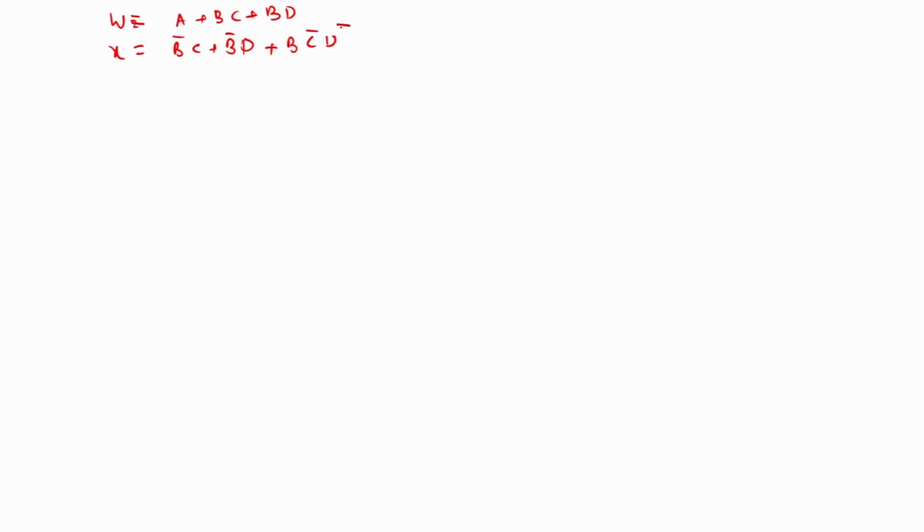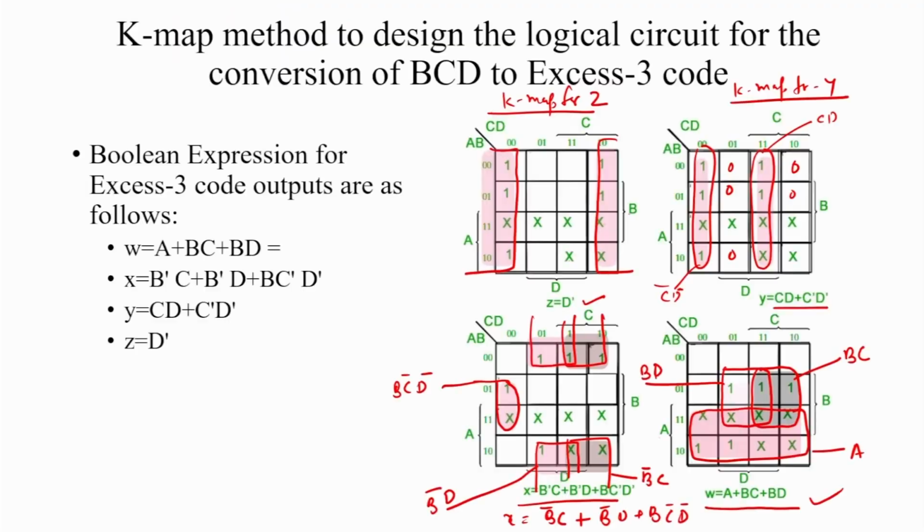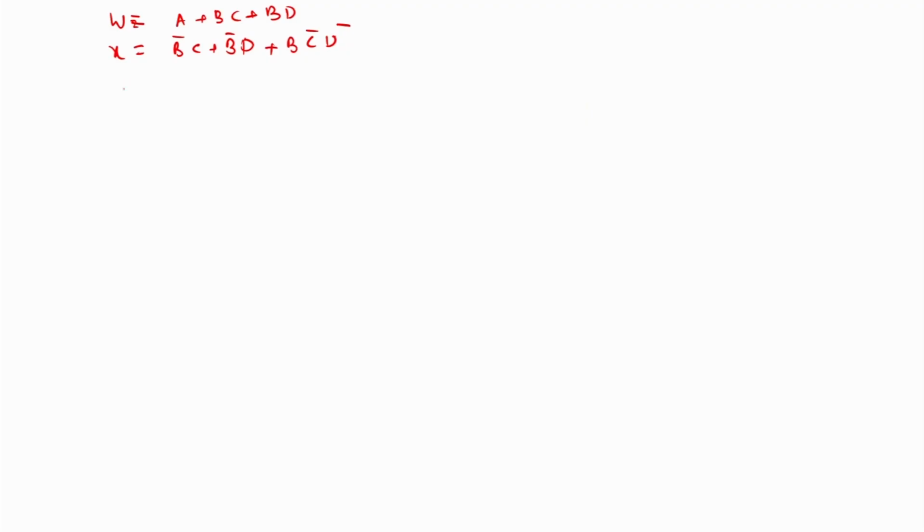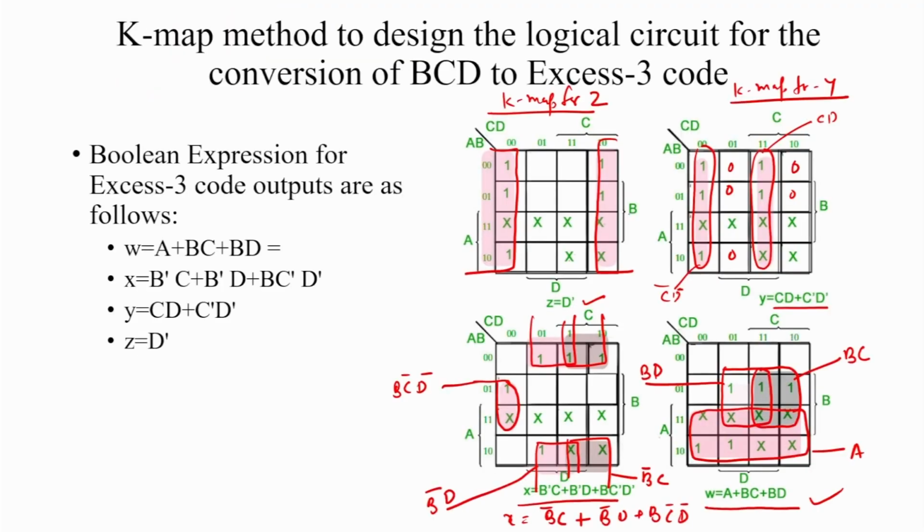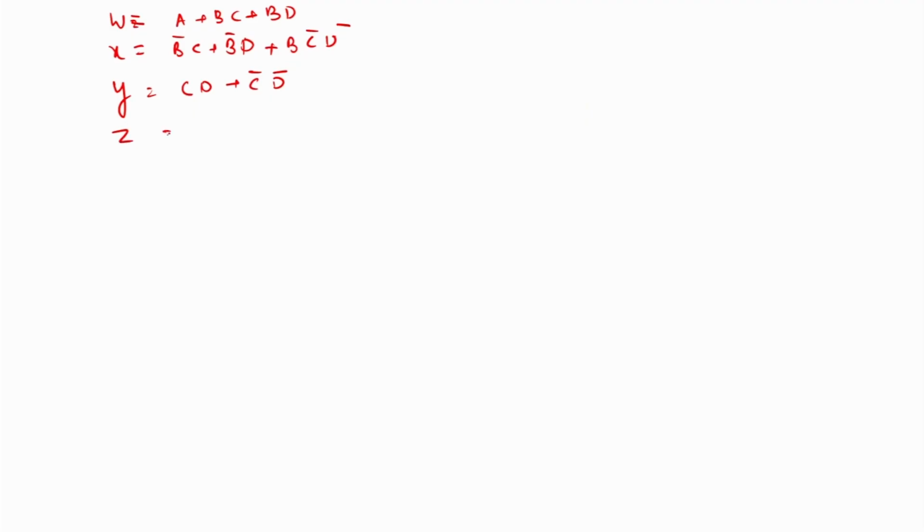Similarly, Y is written as CD plus C complement D complement, and Z is written as D complement. Z is written as what? That is D complement. This is also a D. So, here this is nothing but a C XOR D.